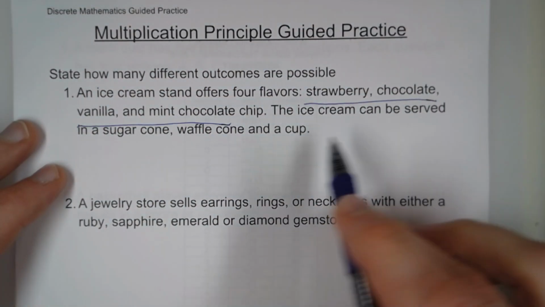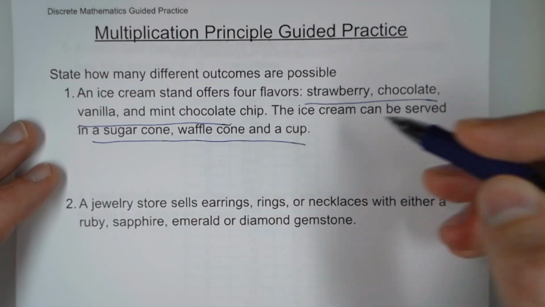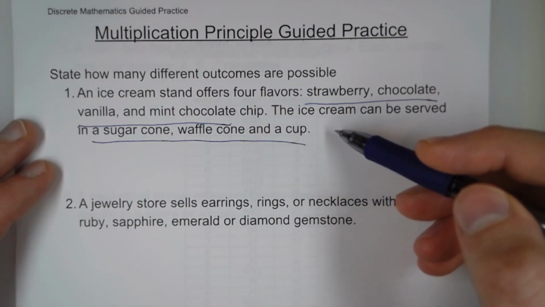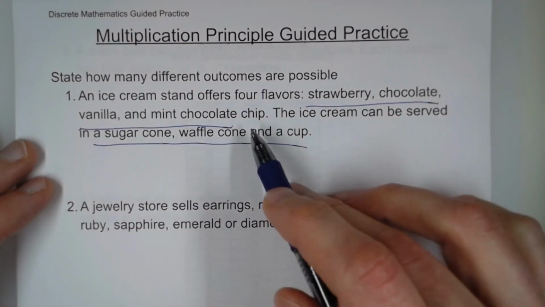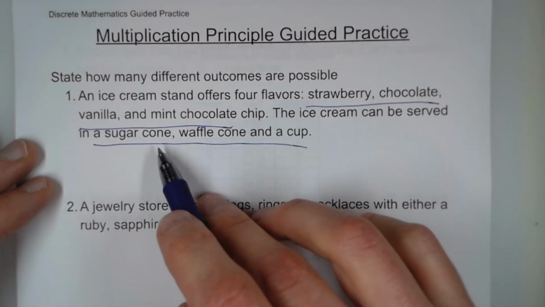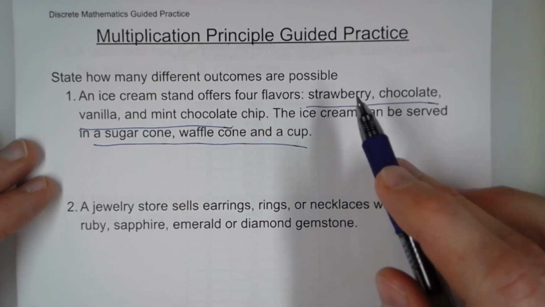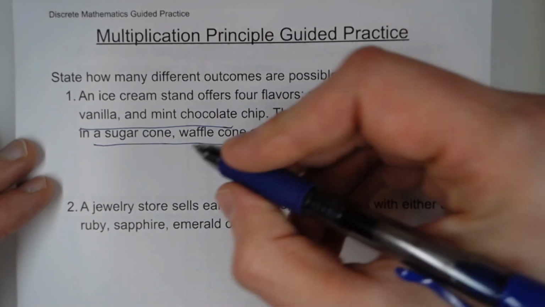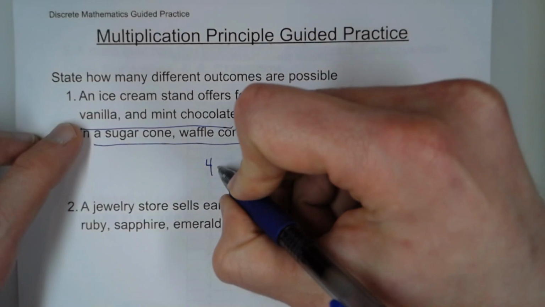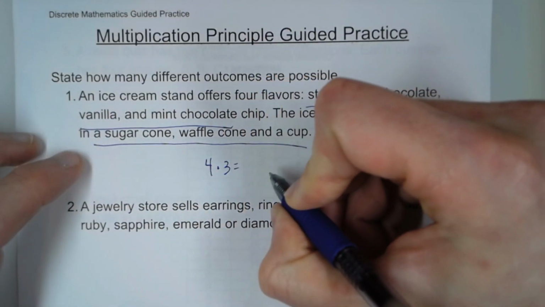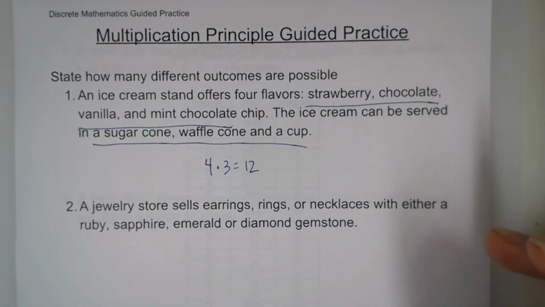But then it says the ice cream can be served in a sugar cone, waffle cone, and a cup. And the flavors have no impact on how it's served. So that means strawberry, chocolate, vanilla, and mint can be served in a sugar cone. That's four ways. Strawberry, chocolate, vanilla, mint can be served in a waffle cone. That's four more ways. Strawberry, chocolate, vanilla, and mint can be served in a cup. So that's 12 ways. And the way we think about that is we say, well, there's four different flavors times three different methods of serving it. So there are 12 different outcomes.